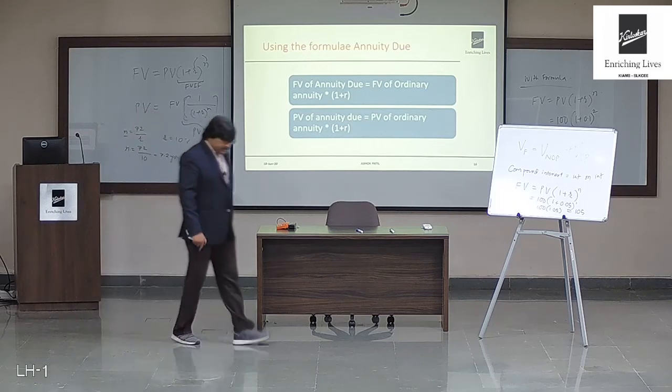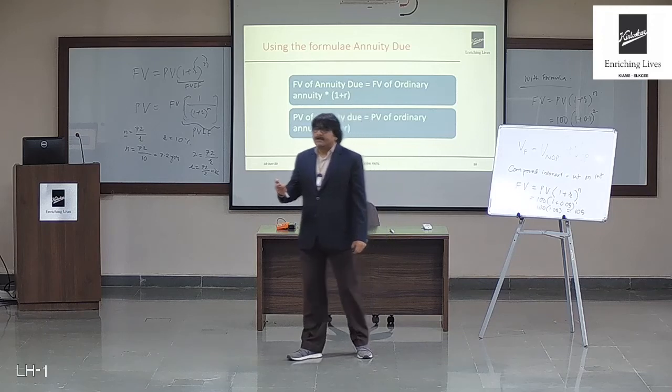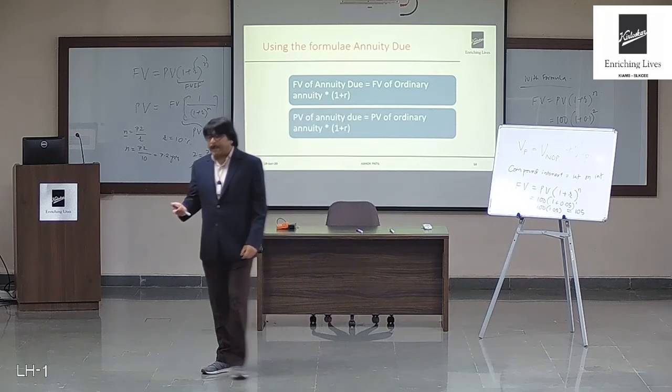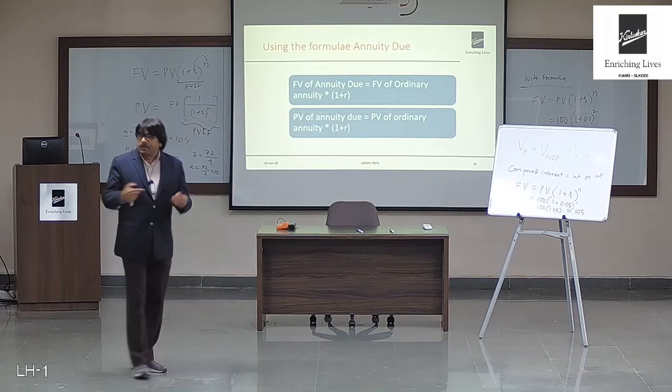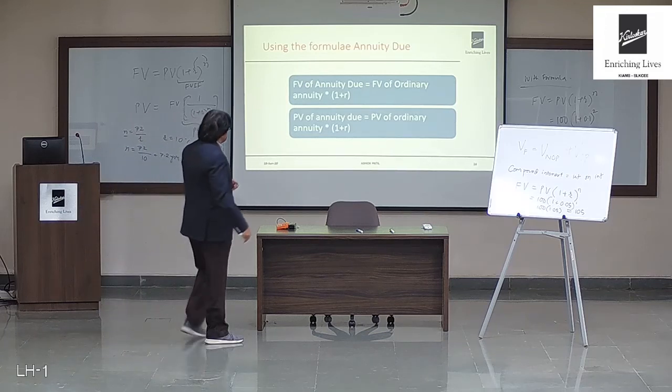Now, when we actually deal with these calculations, normally we make adjustments so that everything comes into the ordinary annuity, and then we can convert the remaining cash flows using the normal present value formulas.